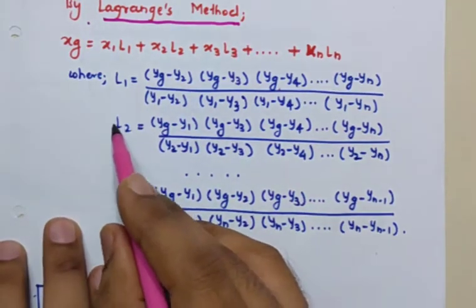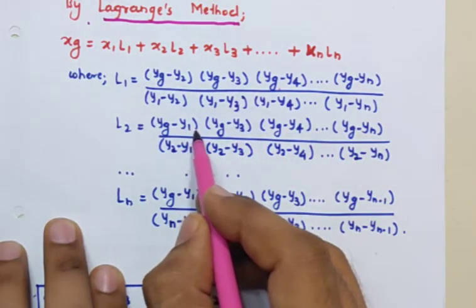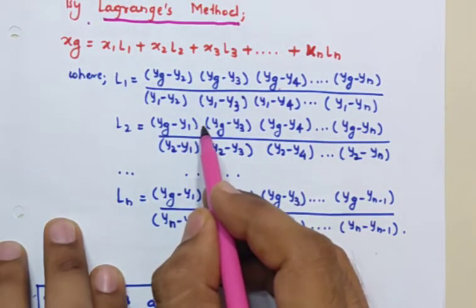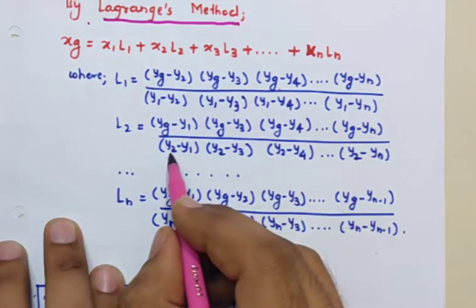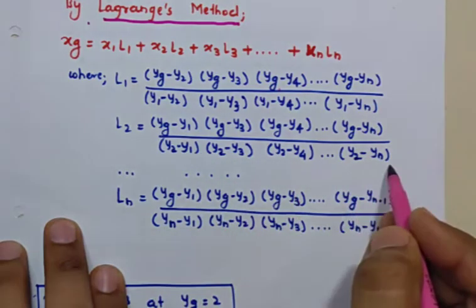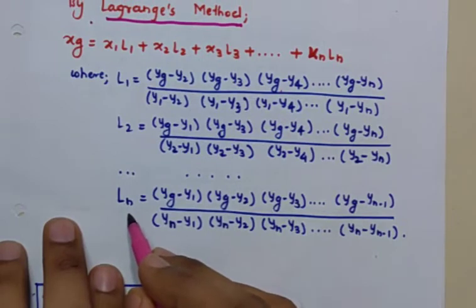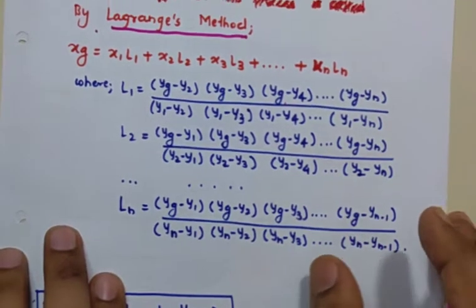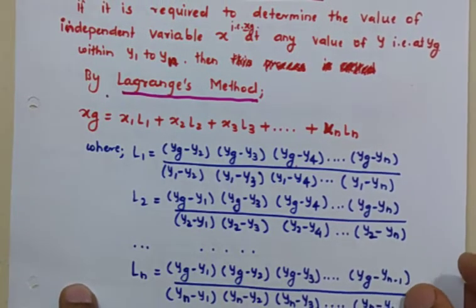Now similarly L2 can be calculated by applying this formulation. Here, in the numerator we have excluded the y2 term, and in the denominator we have the product of differences of y2 with the remaining values of y. Likewise we can apply this formulation up to Ln terms. Now let us see the numerical on this Lagrange's inverse interpolation method.